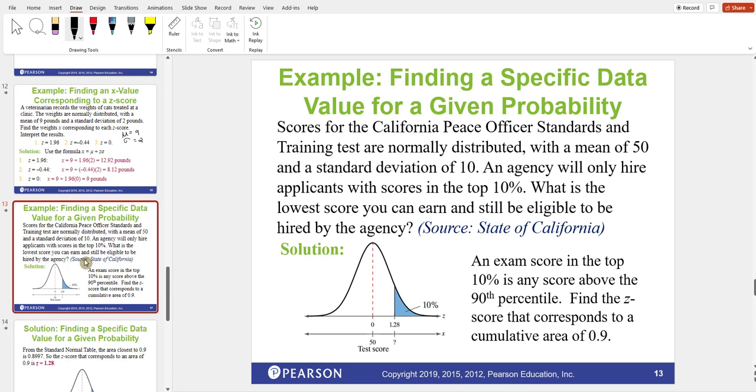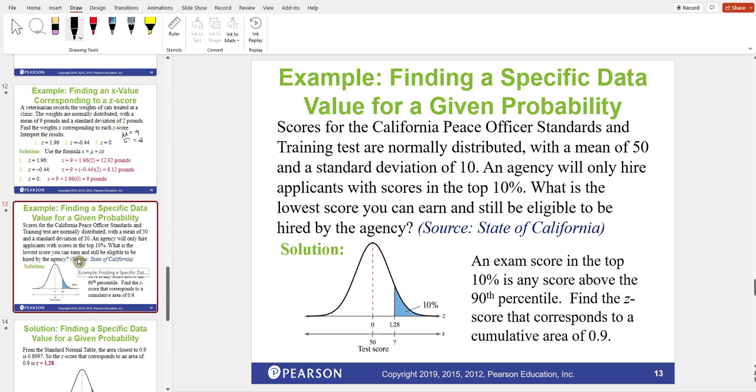In this next problem, it says scores for the California Peace Officer Standards and Training Tests are normally distributed with a mean of 50 and a standard deviation of 10. An agency will only hire applicants with scores in the top 10%. What is the lowest score you can earn and still be eligible to be hired by the agency?